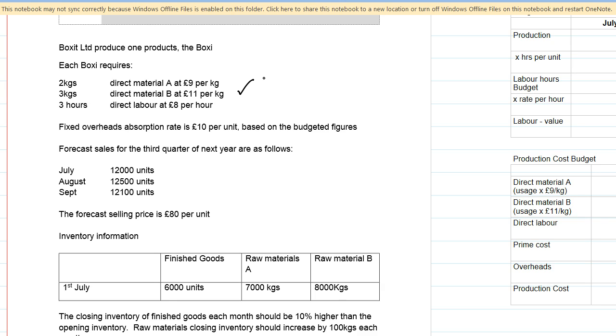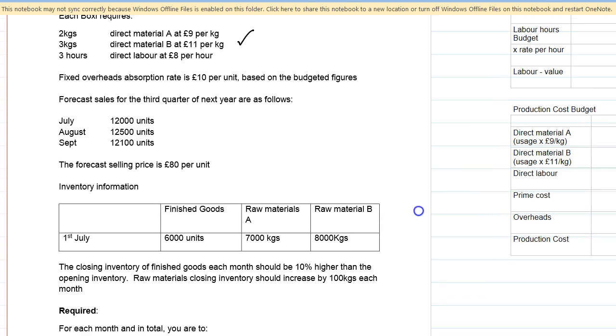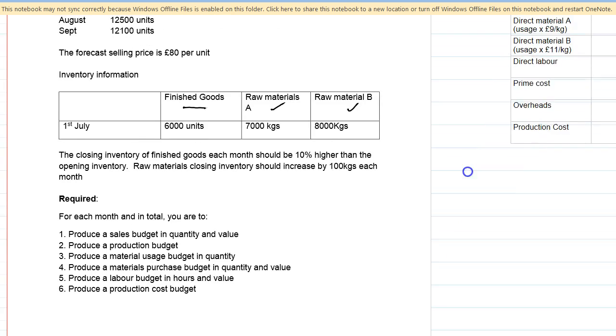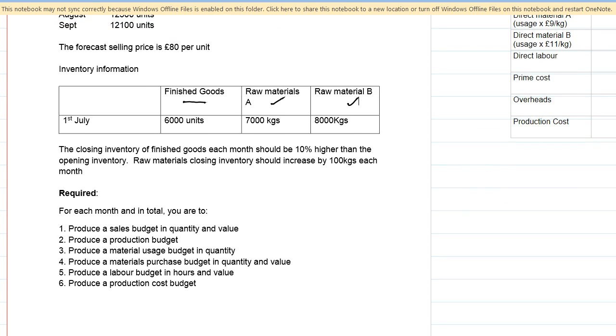That goes back to last term. We looked at the overhead absorption rate and how it was calculated. We're now going to apply it in a budgetary situation. We've got our forecast sales, July, August and September, with a selling price. And then we've got our opening and closing inventory information for finished goods and for our raw materials, A and B.